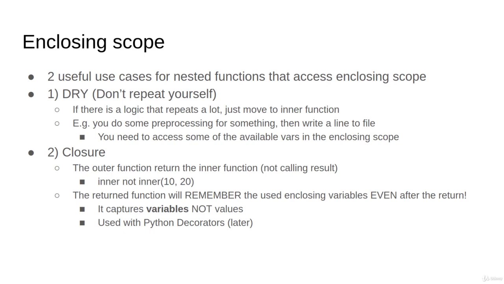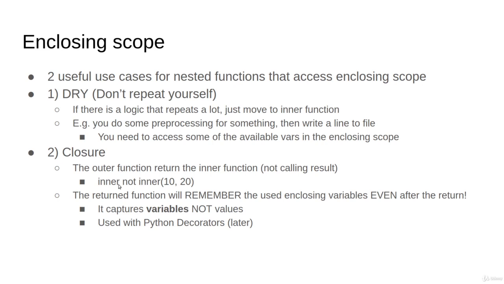The closure means your outer function is returning the inner function, not calling it. So now we learn that we can assign a function, we can pass a function, and we can return a function. We are going to return our inner function as it is. So let's say we have an inner function inner, we'll return inner, not an application of it like inner of 10 and 20. We'll return inner itself.